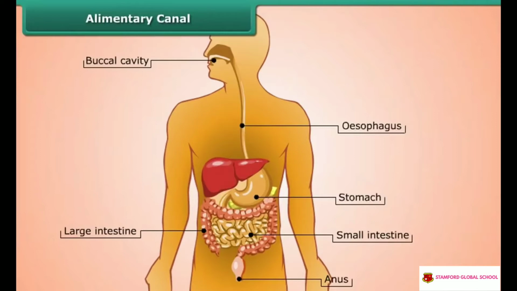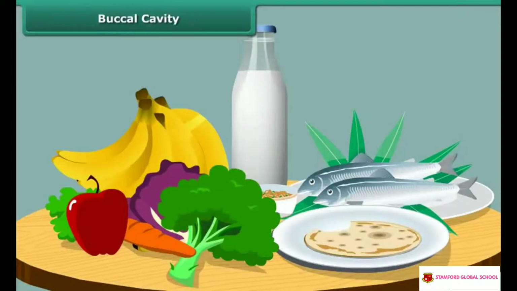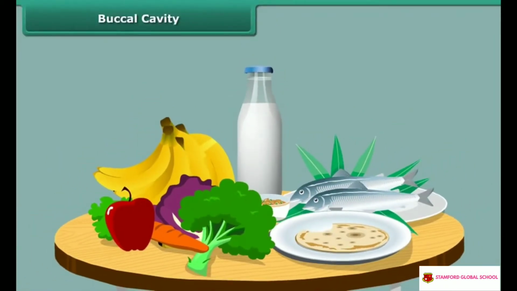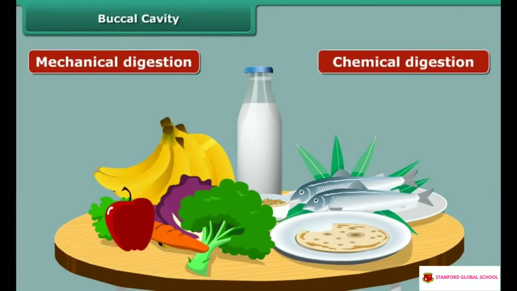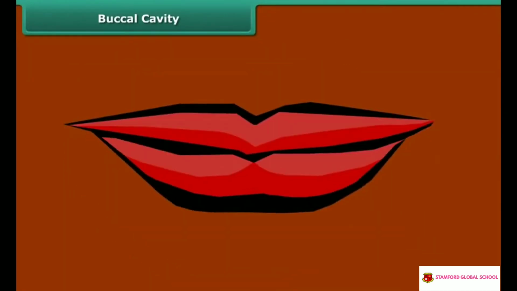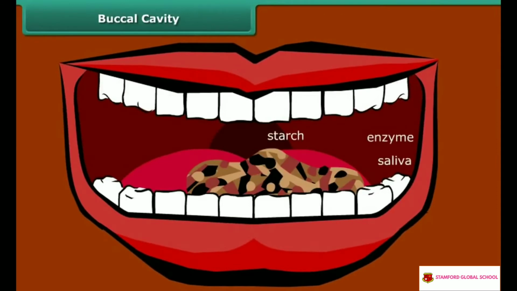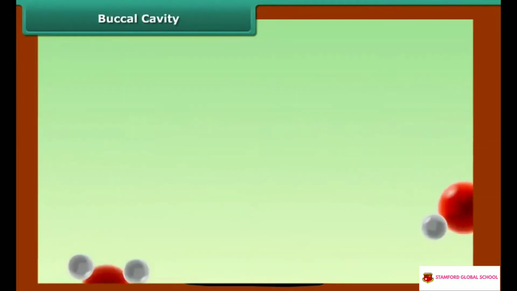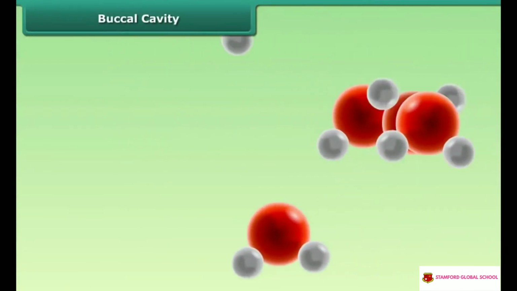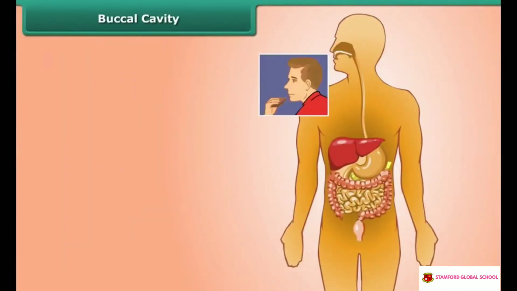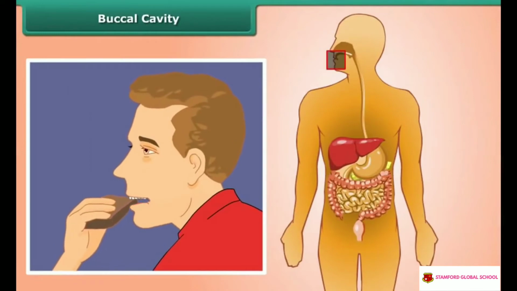Now let us know what happens to the food in the different parts of the digestive tract. Breaking down of food occurs by two ways: mechanical digestion and chemical digestion. Mechanical digestion is the physical breaking down of food when we chew the food with the teeth. Chemical digestion is the chemical breakdown of food into the molecules the body can absorb. Both types of digestion take place in the mouth.